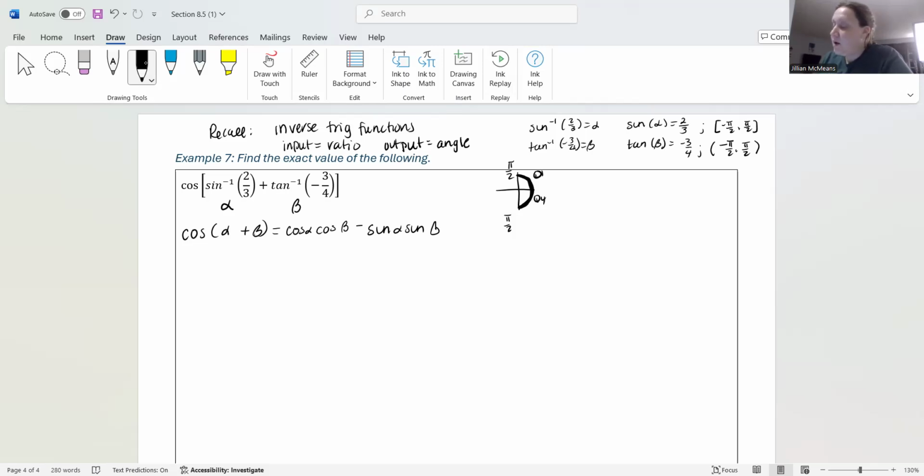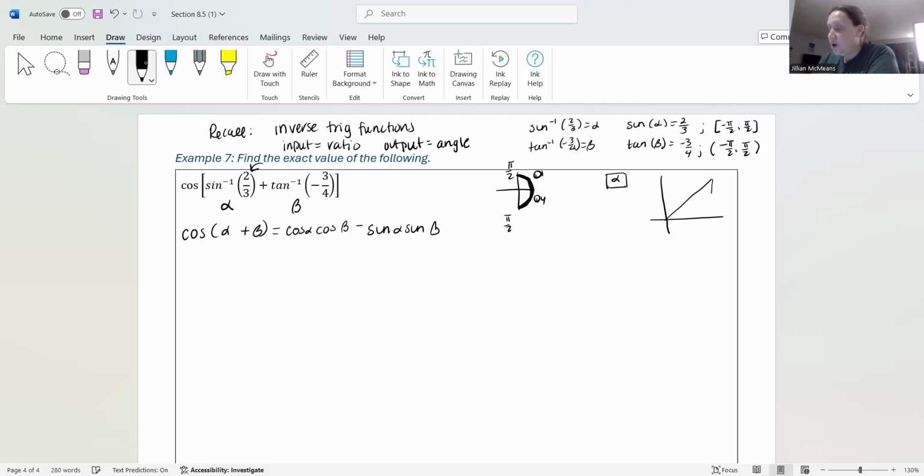So let's talk about alpha. Well, for alpha we're dealing with inverse sine of 2/3. That's going to be our angle alpha. So we know that sine is positive. We have a positive ratio here. Sine is positive in quadrant 1. Okay, so let's build the triangle in quadrant 1.